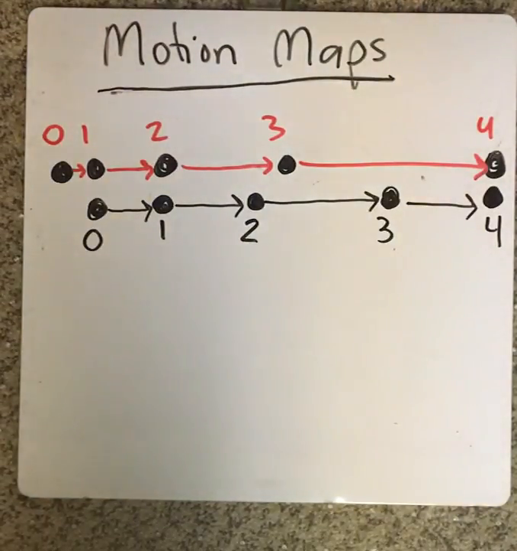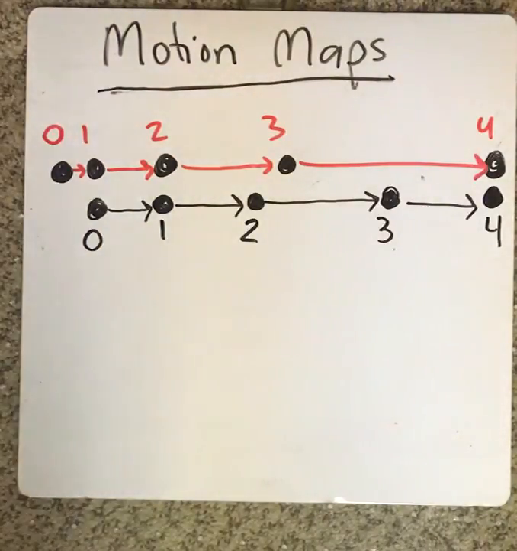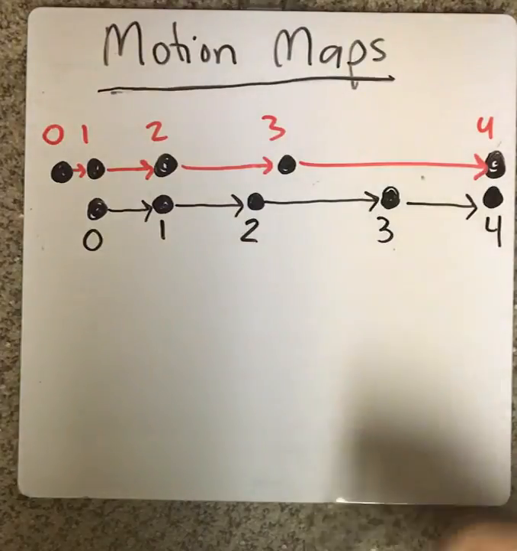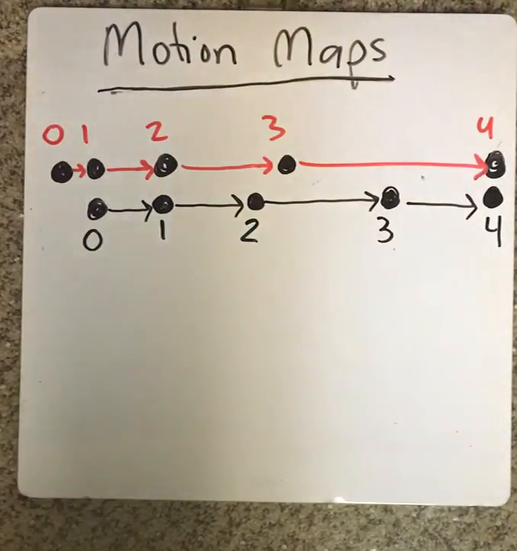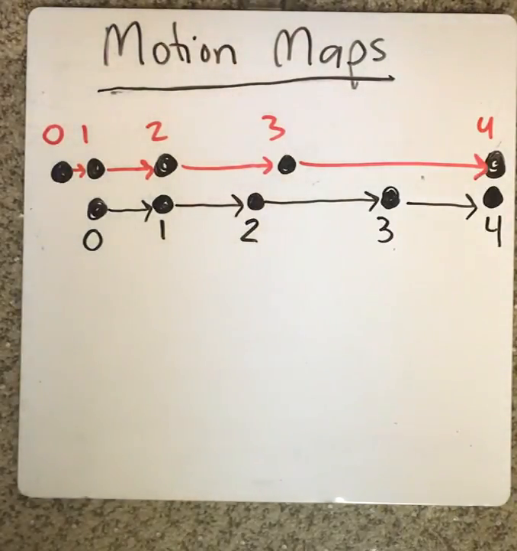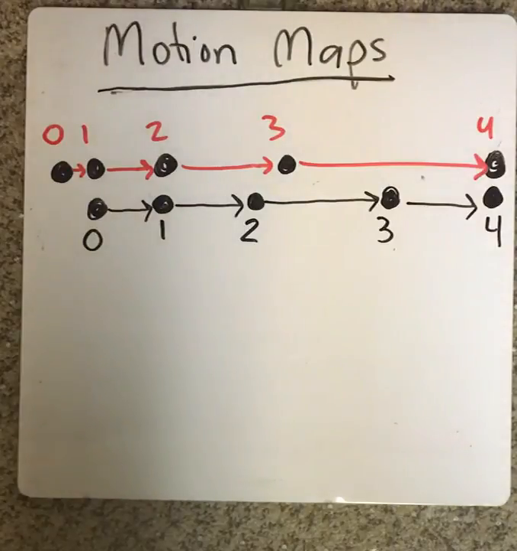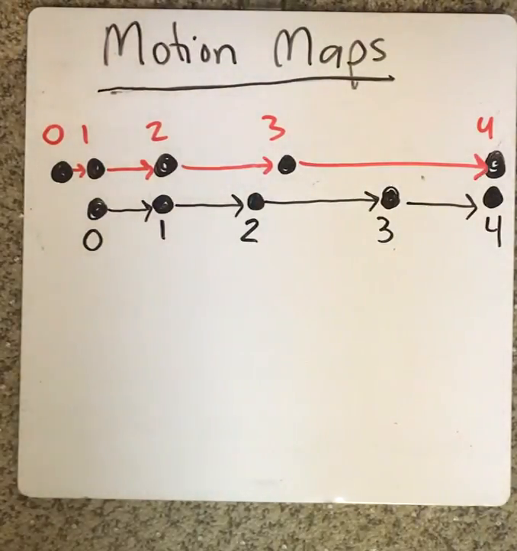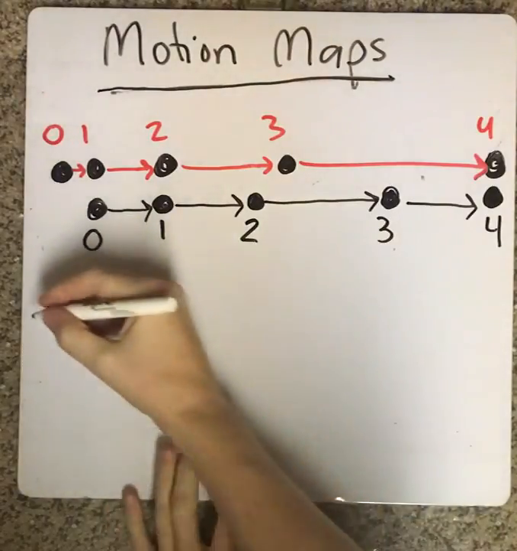We're going to talk for a minute about how you can compare speed and position on a motion map. So I have drawn two motion maps below, and these two objects are doing very different things, but I'm curious if they ever had the same speed or if they ever had the same position. So let's start with the easy one.